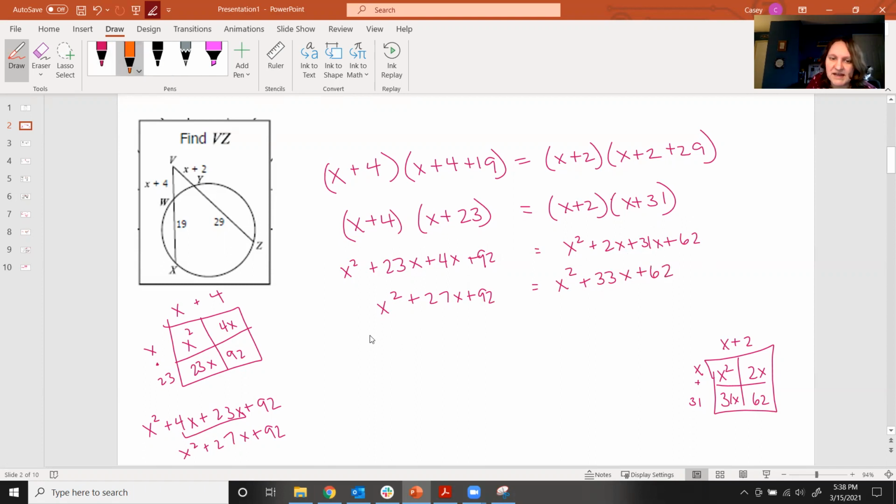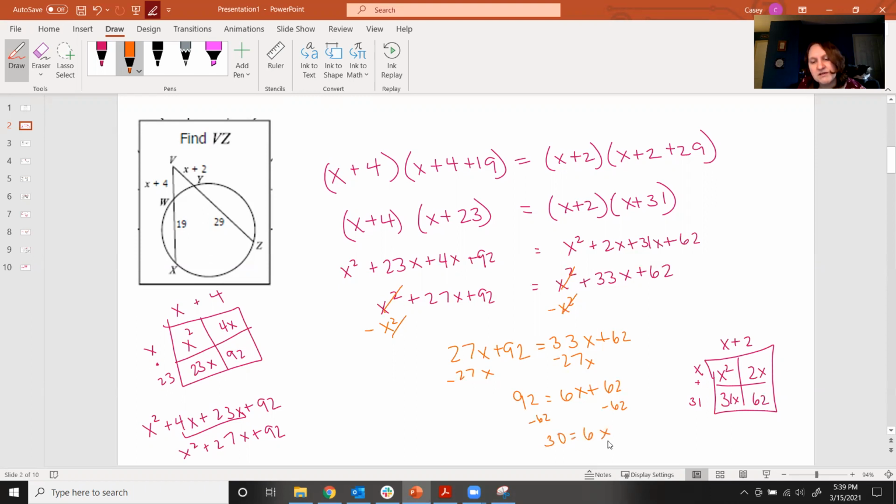And now here's a beautiful thing. Notice that you have an x squared on both sides. I'm going to subtract x squared, and those will end up canceling from both sides. So then we end up with just the equation 27x plus 92 equals 33x plus 62, which we can solve. Subtract 27x from both sides. What do we get here? 6x. Subtract 62 from both sides. Divide both sides by 6. We get x equals 5.